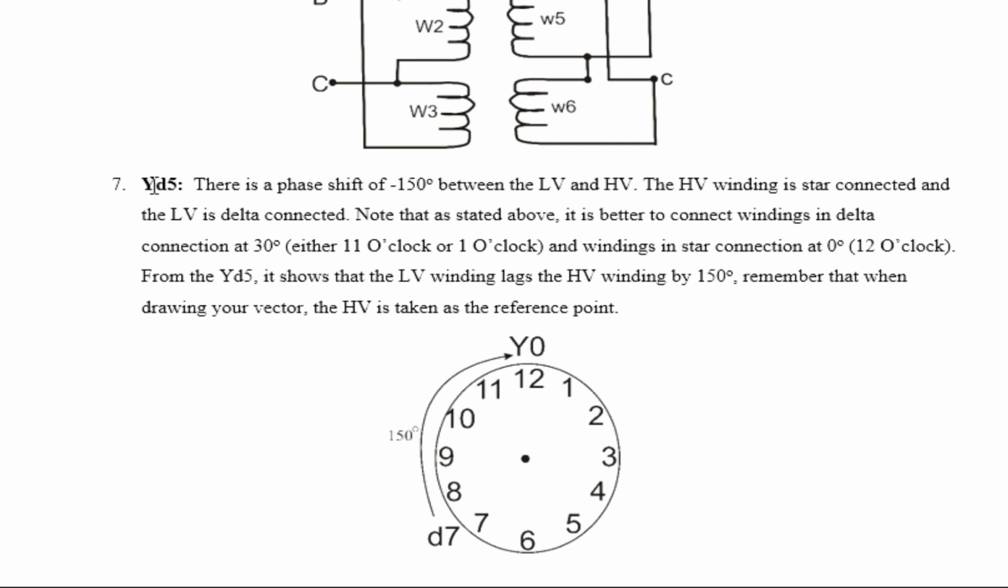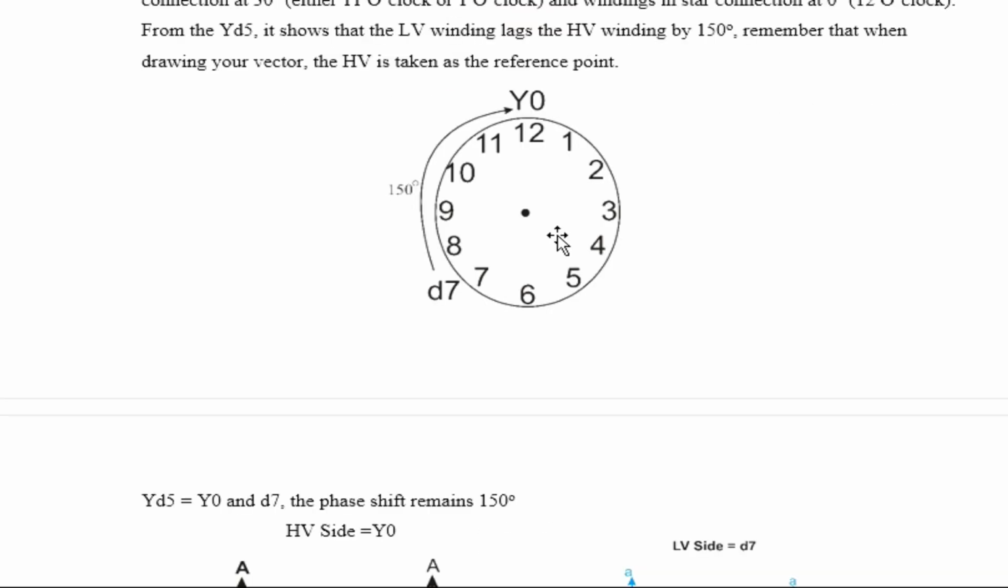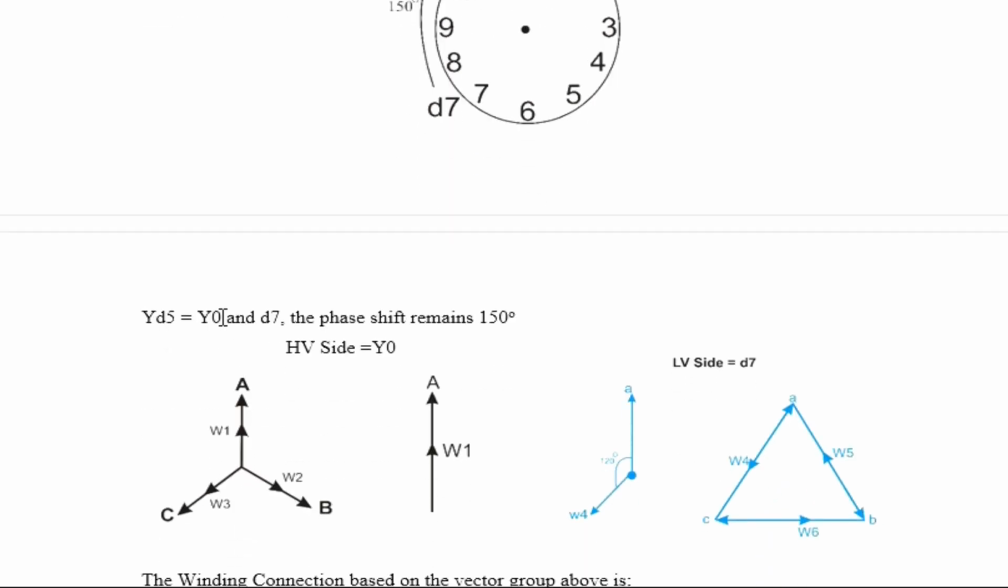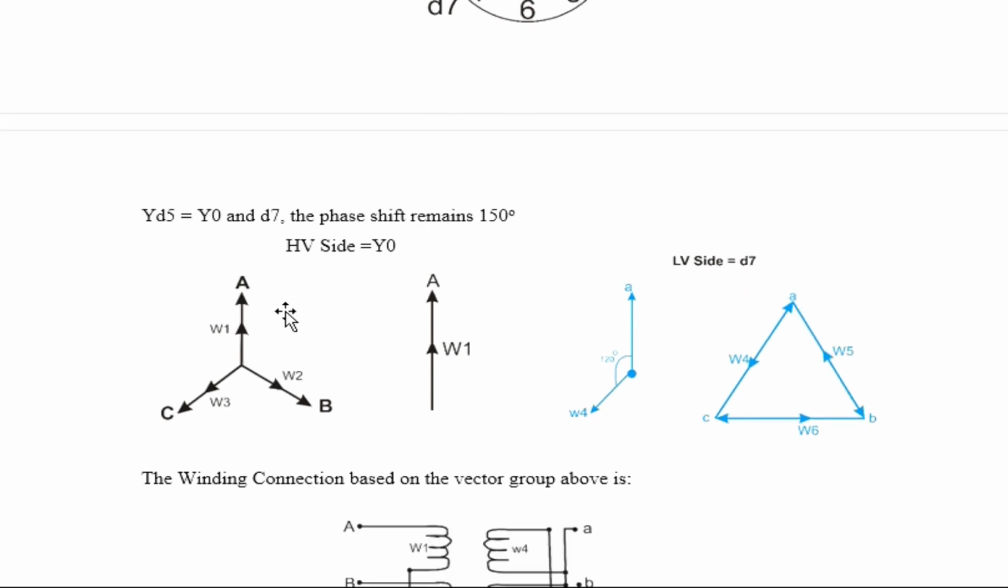So our high voltage side, we said we prefer it to be on 0 or 6. So when we put our Y on 0, and we're looking for 150, this is 30, this is 60, this is 90, this is 120, and this is 150. So we're going to be having Y0 and D7. So our YD5 is equal to Y0 for the high voltage winding and D7 for the low voltage winding.